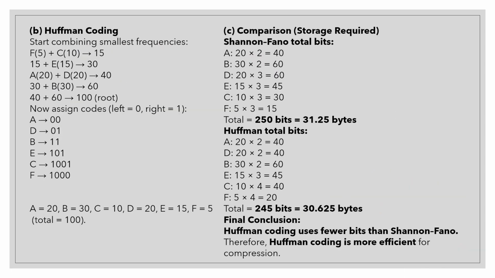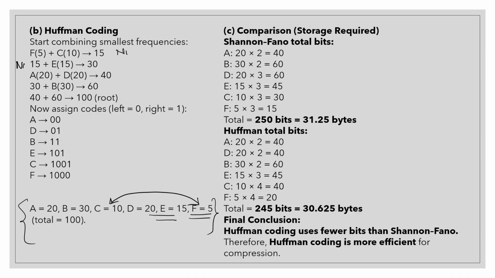Next, Huffman coding. Here we'll first combine the smallest frequencies. For your reference, I have attached the frequency count here. So smallest are F and E. No, these are not arranged in order. So C and F are the smallest. So we'll combine them, making a node N1 of 15.